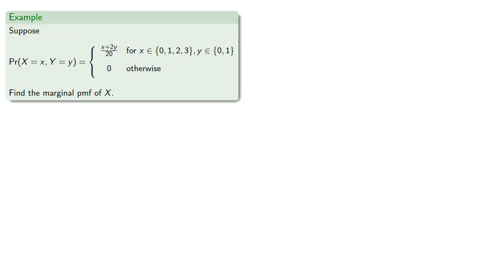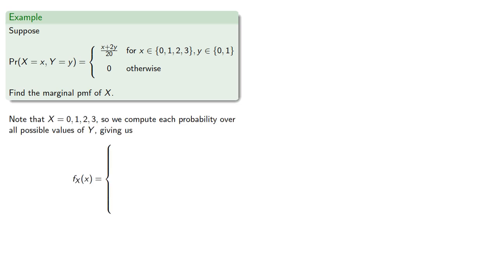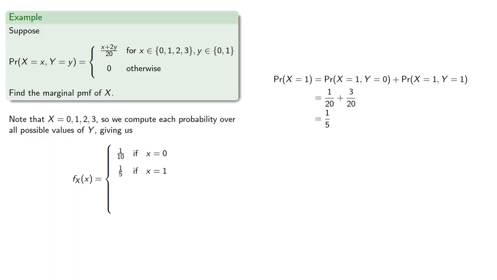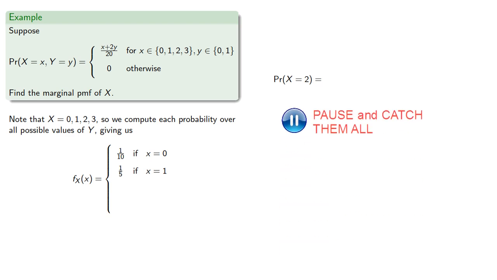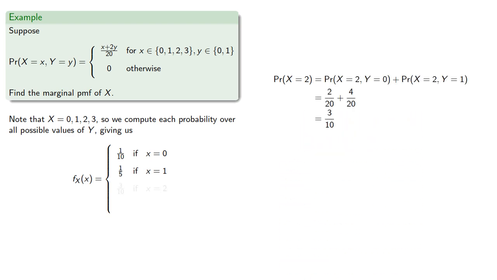Now, we might get our probability mass function as a function, and so let's find the marginal PMF of x. So again, note that x could be 0, 1, 2, or 3, so we compute each probability over all possible values of y. So the probability that x is 0, well, y could either be 0 or 1, and we find the probability x equals 1 is, for x equals 2, and for x equals 3.